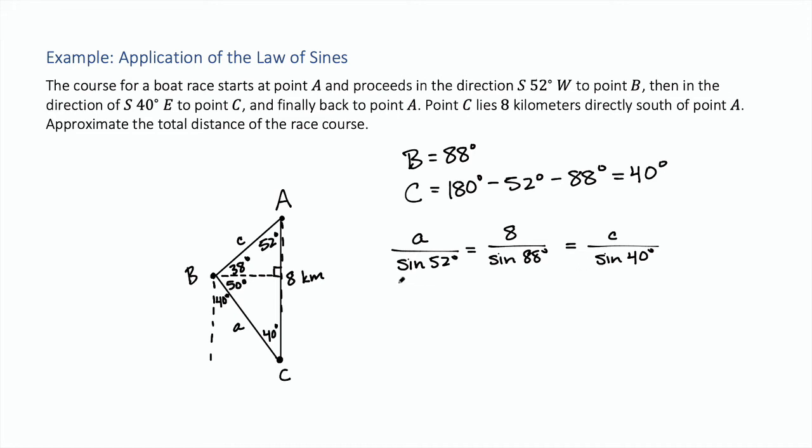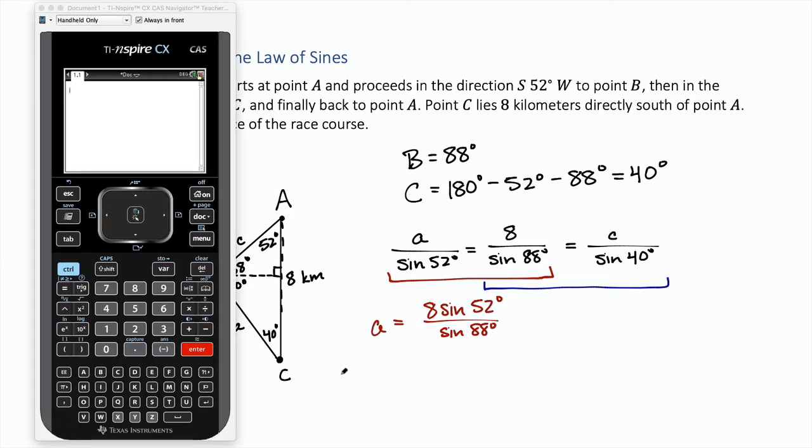And now we have these two different equations to solve. We can solve this equation for A, and we can solve this equation for C. So for the first one, we multiply by sine of 52 degrees. We get 8 sine of 52 degrees over sine of 88 degrees. Let's go ahead and plug that into our calculator. 8 sine of 52 over sine of 88, and we get about 6.3. So about 6.3.